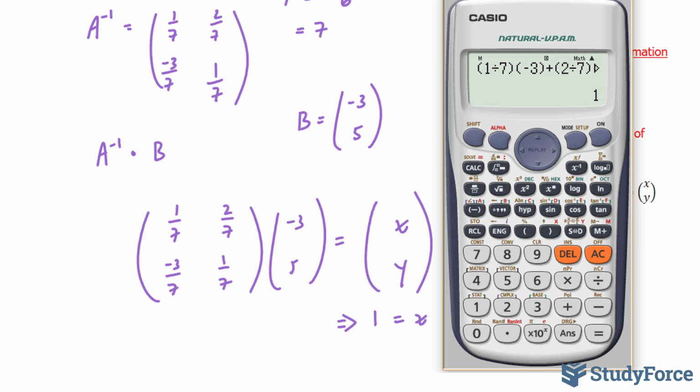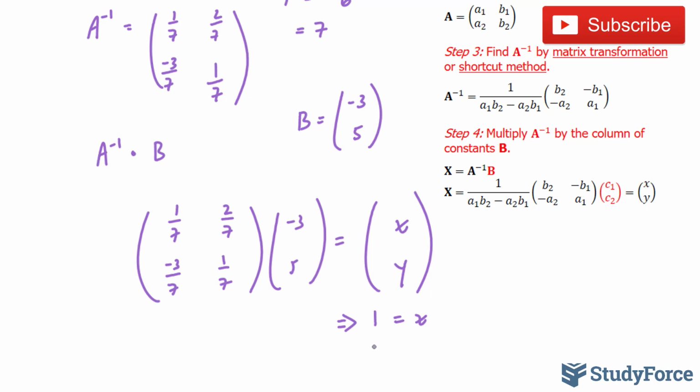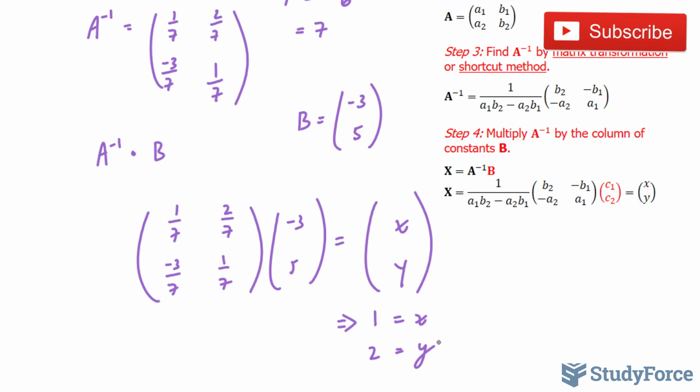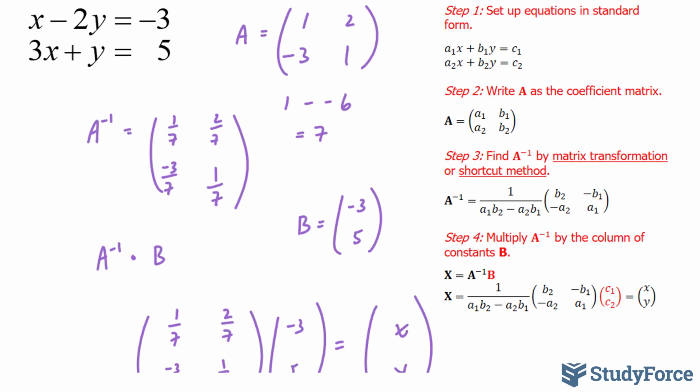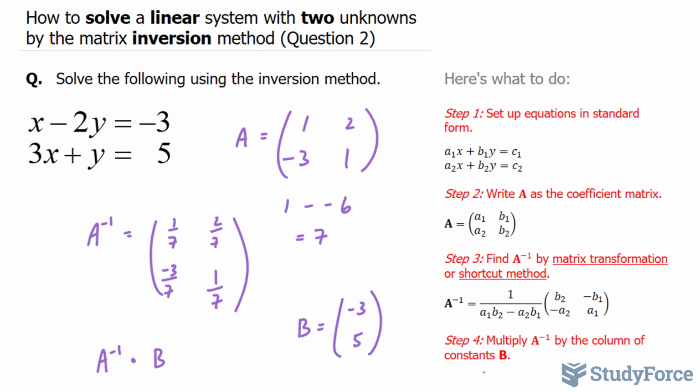And we'll do the same thing with these two, where we have -3 times this element, and 1/7 times 5, and we end up with 2. So 2 is equal to y. These two right here represent your solutions for this linear system.